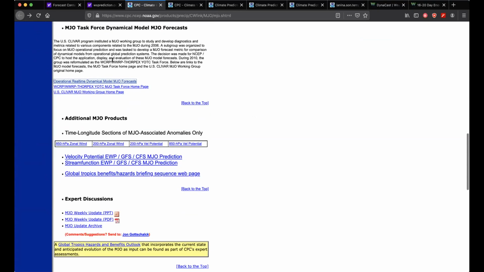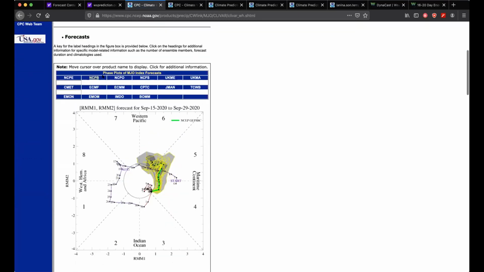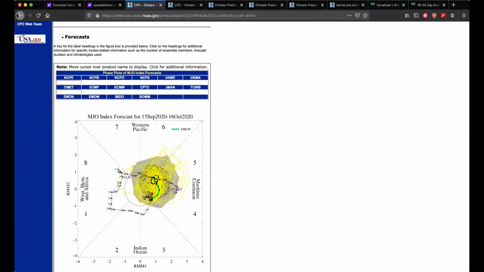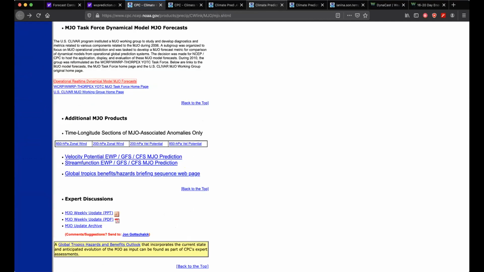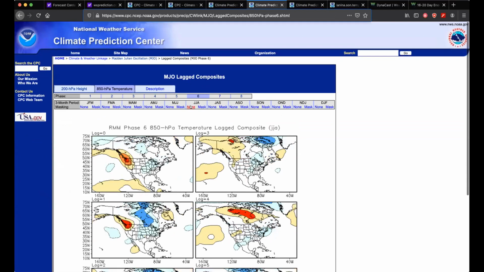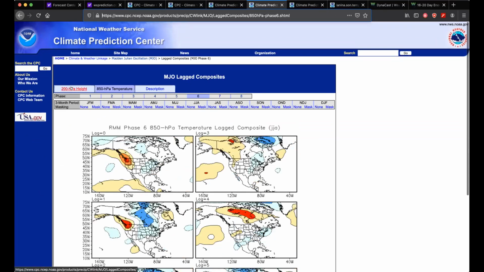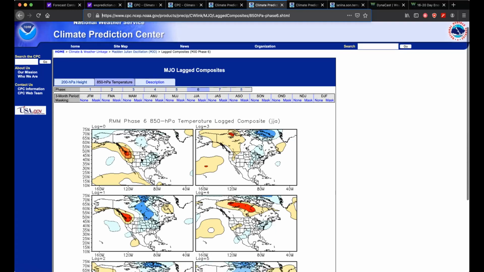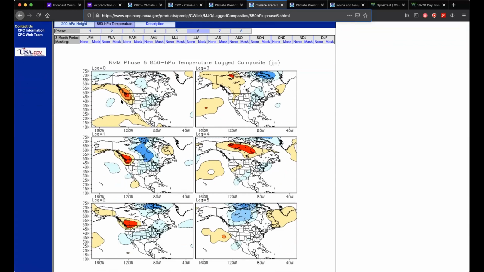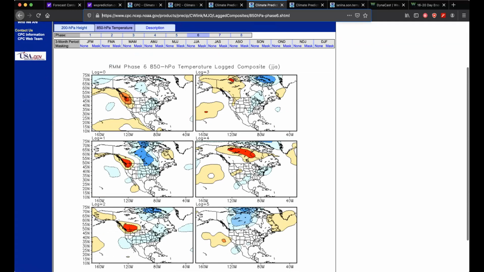And there are different ways to quantify how this MJO signal affects things going on in the US. What I tend to use is the dynamical model MJO forecast. This shows what the different models are forecasting for the MJO signal, where it's expected to go. What I also like to use is, let's see, not this one, this one. On the CPC website, there are also lag composites, showing every phase of the MJO and the composites you can expect, whether you're looking at 200 hectopascal height or 850 hectopascal temperature. I think the lags are roughly a 5-day average, and it shows what kind of signal you can expect to project onto the CONUS.